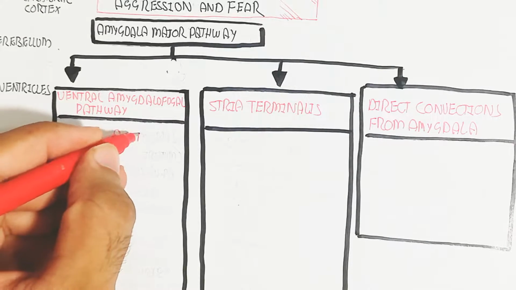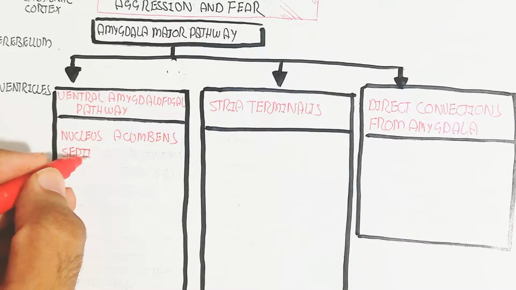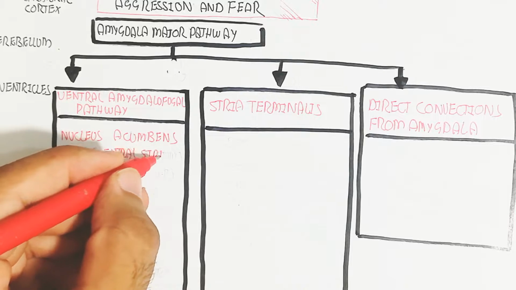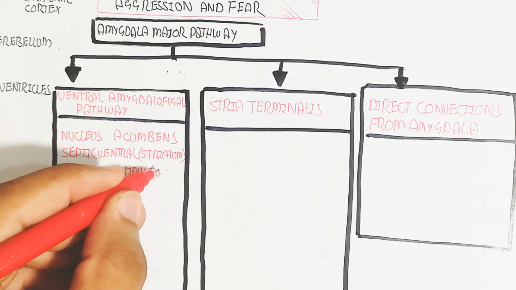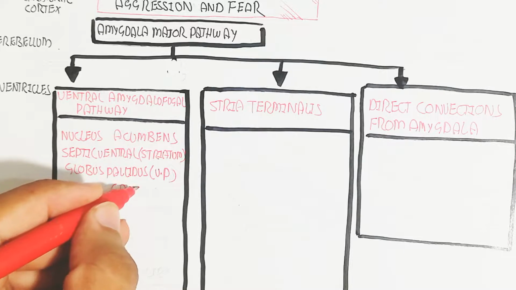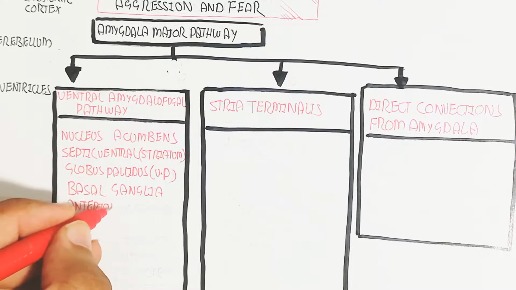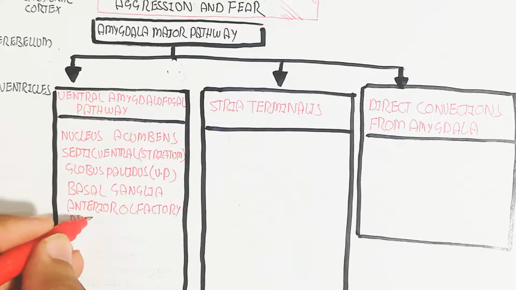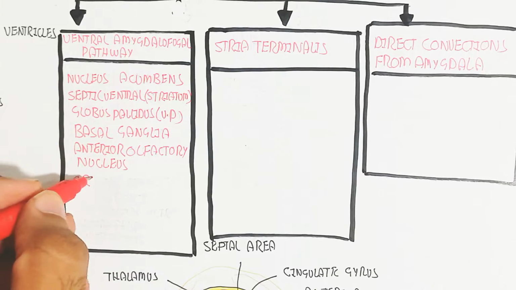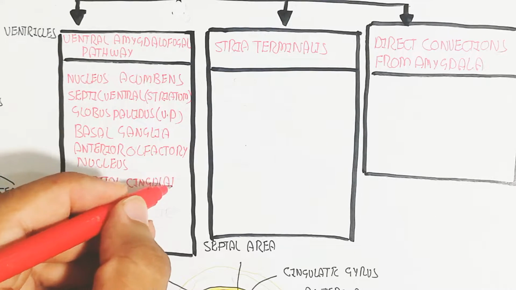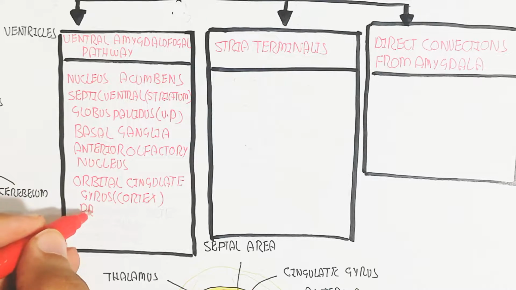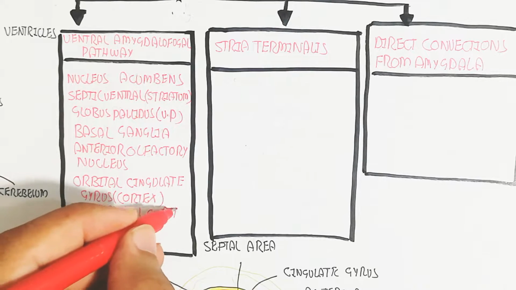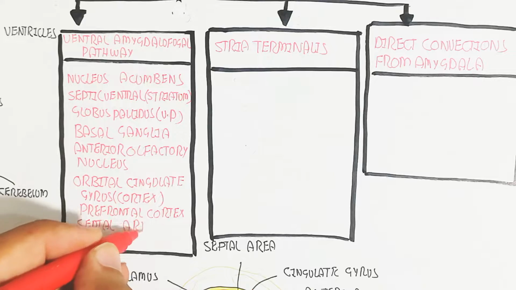But in the stria terminalis and the ventral amygdalofugal pathway, the nucleus accumbens is involved, the ventral striatum is involved, the globus pallidus and the basal ganglia, the anterior olfactory nucleus, the orbital and cingulate gyrus cortex, the prefrontal cortex, the septal area, and the hypothalamus.